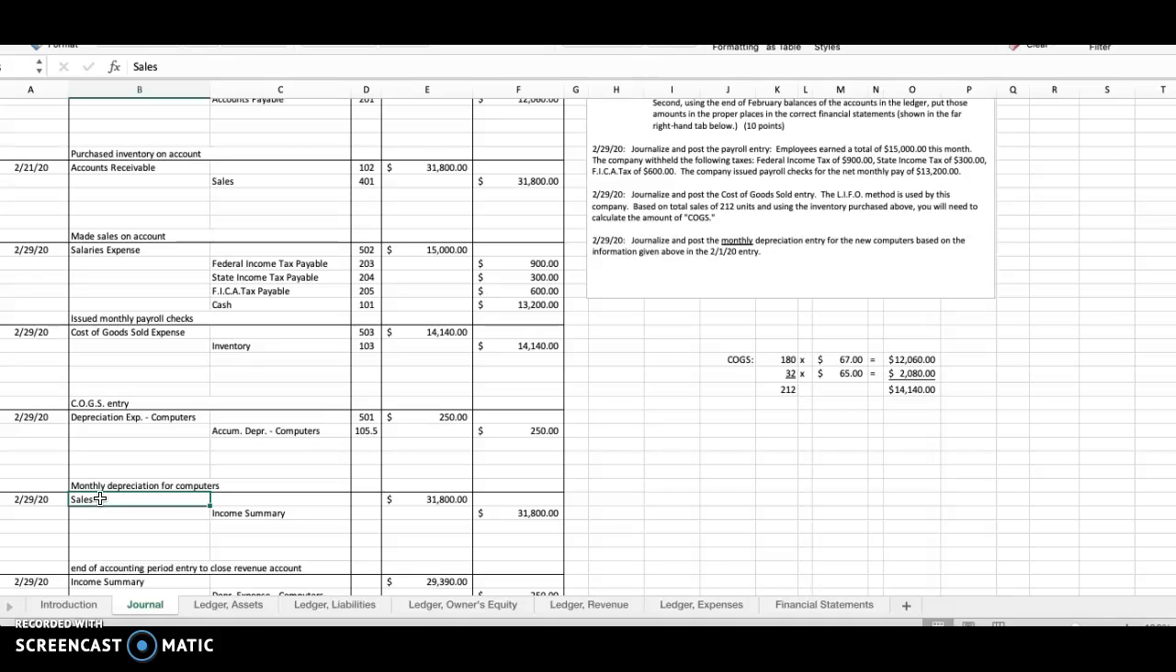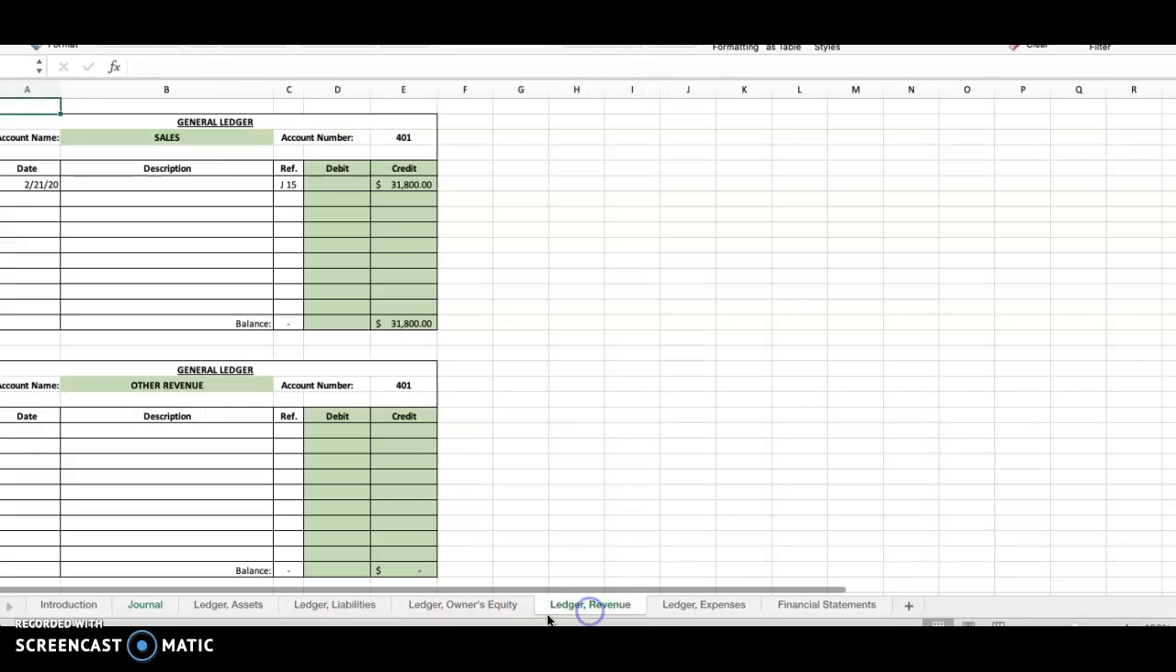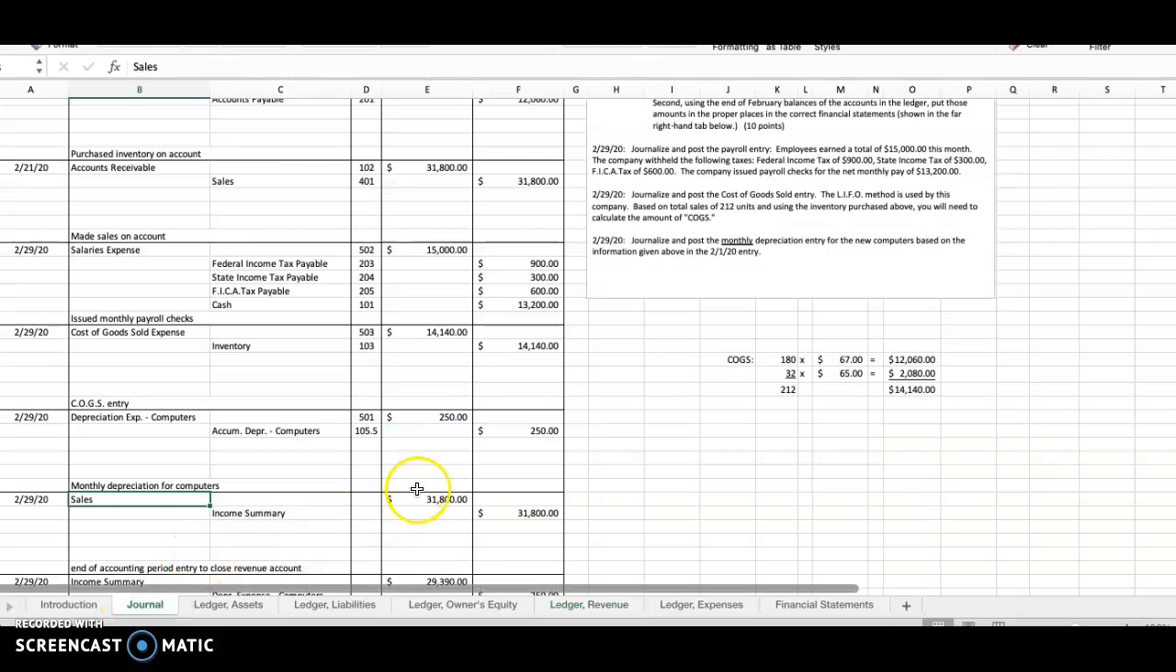Now, sales has a credit balance. If we looked in our revenue, sales has a credit balance right now of $31,800. So to close it, I need a debit in the journal, and that's what I do, $31,800. And when I do this in our books, we need to always follow generally accepted accounting principles, which means debits have to equal credits. So if I debit sales, I got to credit something. What I credit is this temporary account. Income summary is a very temporary account that we use right now and no other time, actually. But in this case, it will be credited by the $31,800.